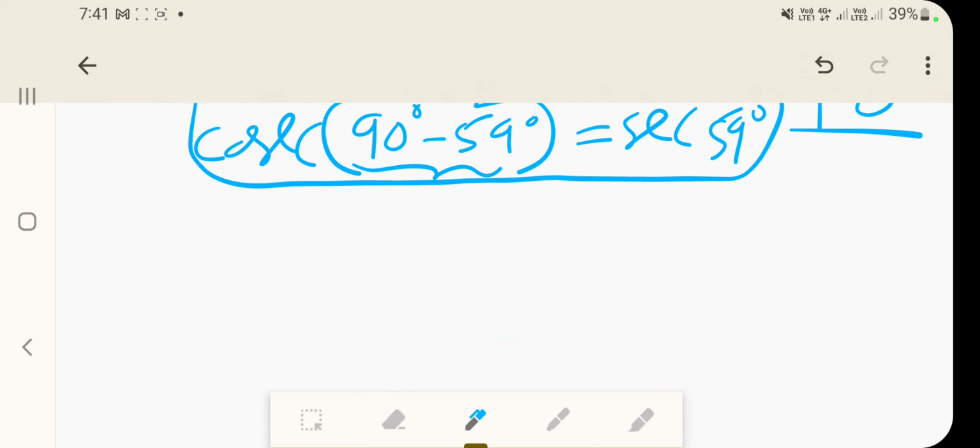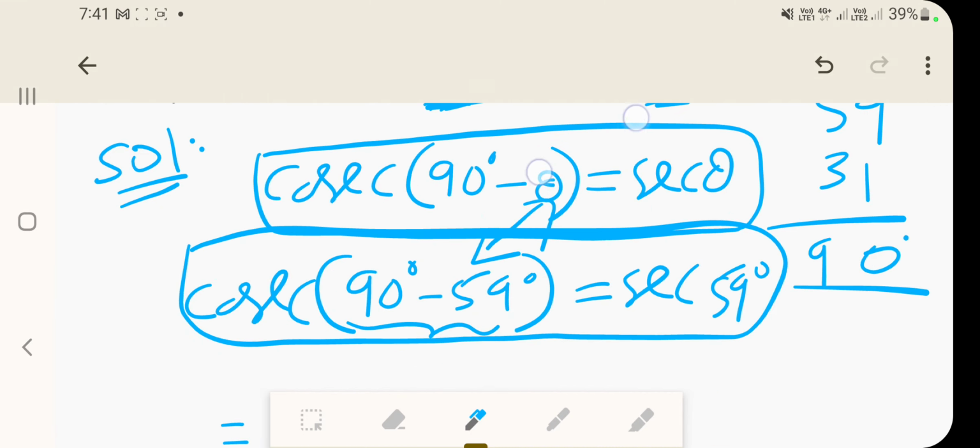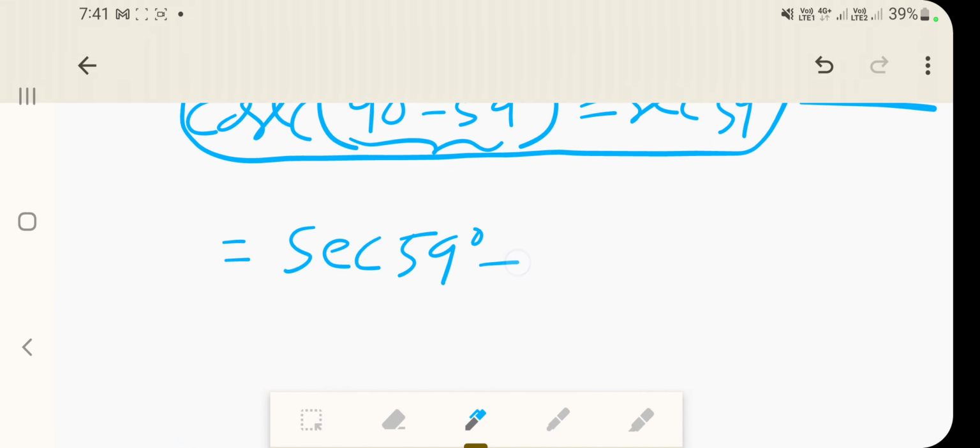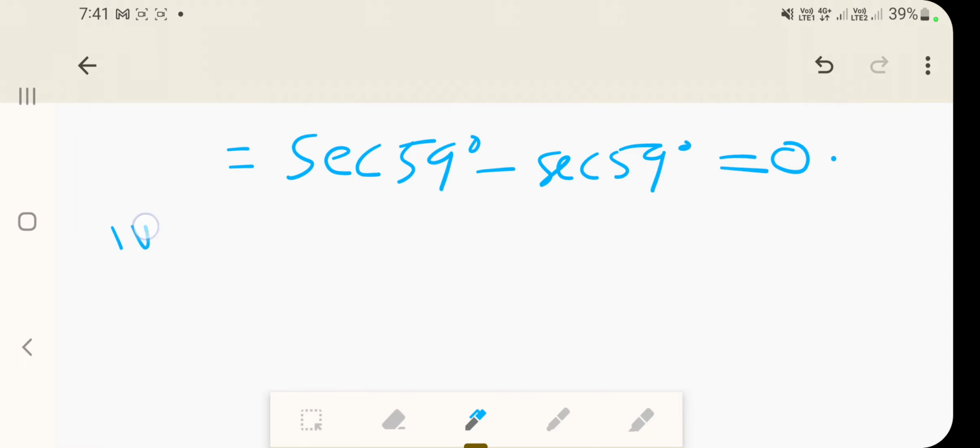Cosecant 31 is replaced with secant 59 degrees minus, again we have secant 59 only. So secant 59 minus secant 59 degrees, we get it as 0. Okay, right. Next, these are all short questions.